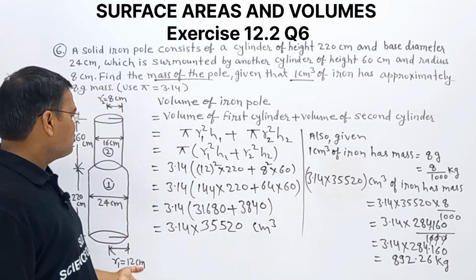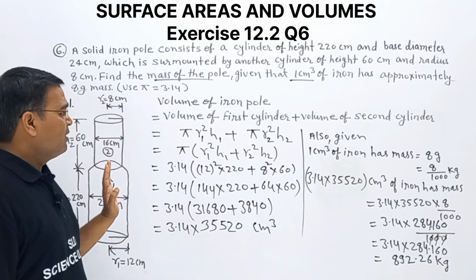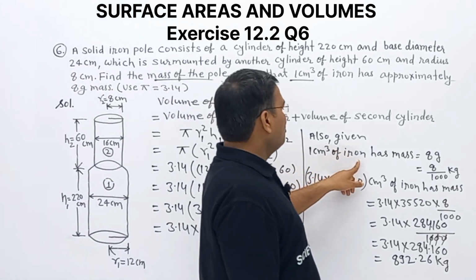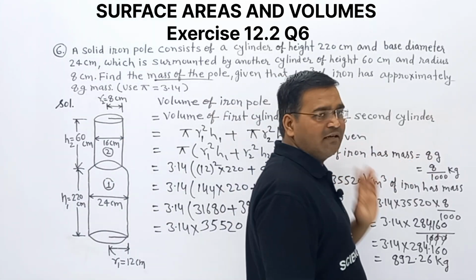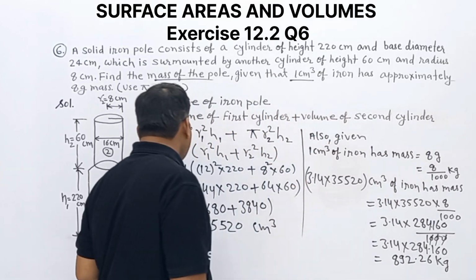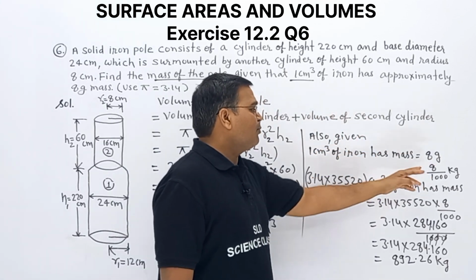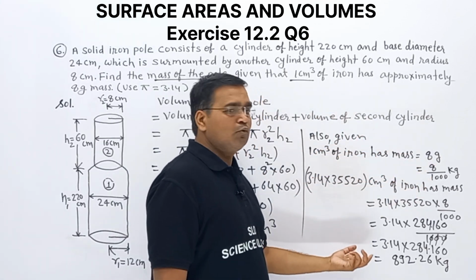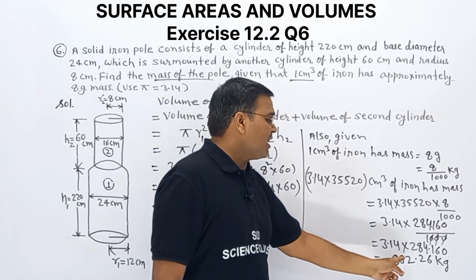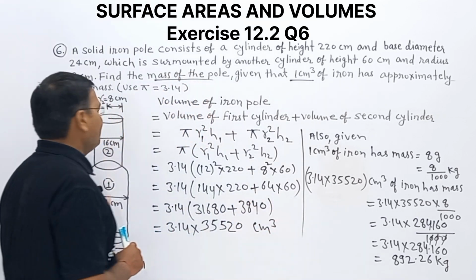Then we put in the values and solve, and we get the volume of this iron pole. We require the mass of the pole, and 1 centimeter cube of iron has mass 8 gram. Gram into kg we will divide by 1000, and we obtain the total volume. So this volume will be multiplied by 8 upon 1000 kg. Then we get the total mass of this iron pole, and 892.26 kg will be the total mass of this iron pole.